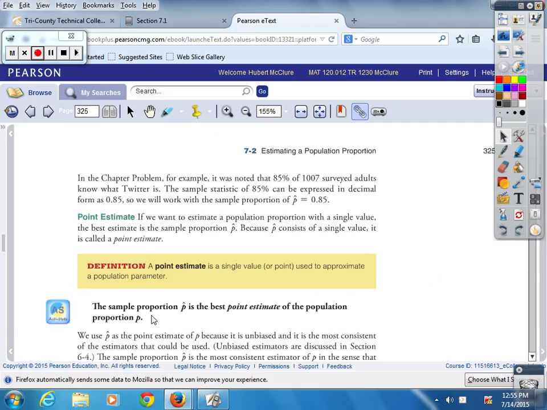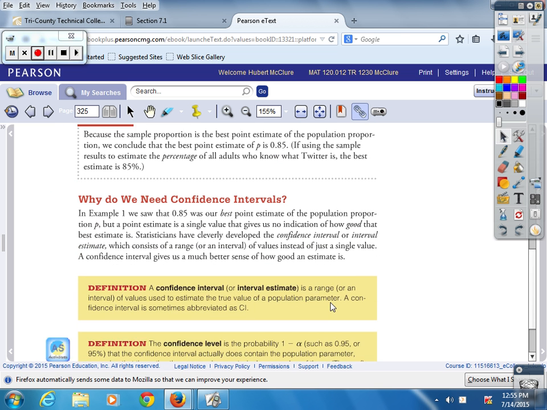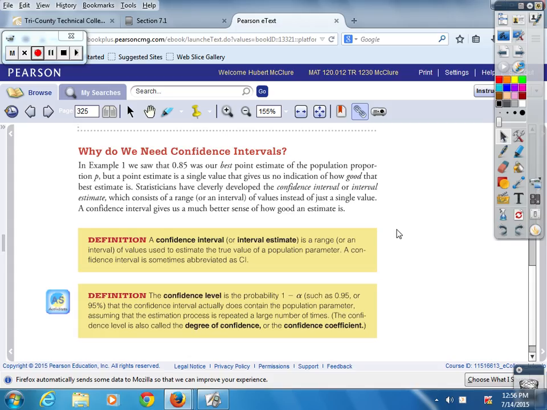And there's your point estimate. A sample proportion, p hat, is the best point estimate of the population proportion. P hat. Why do we need a confidence interval? Well, let me just give you an example.